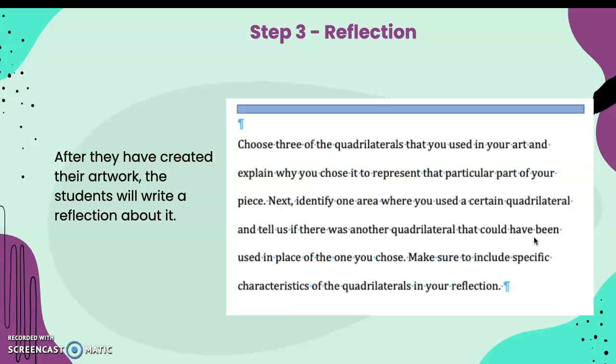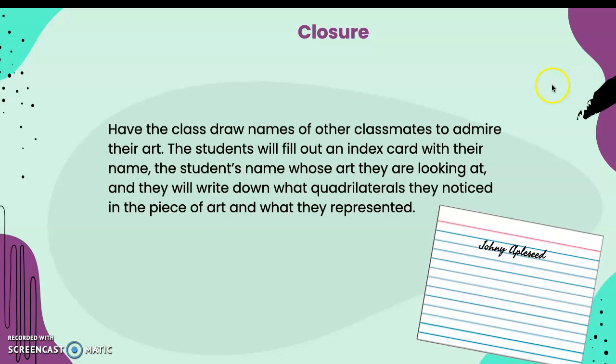Above level, they do the same thing, but there is one extra step for them where they identify an area where they used a certain quadrilateral and then tell us if there was another quadrilateral that could have been used in place of the one they chose. And this is just to kind of get them thinking outside of the box. A different way to view things and what they could have done differently if they think anything could have been done differently.